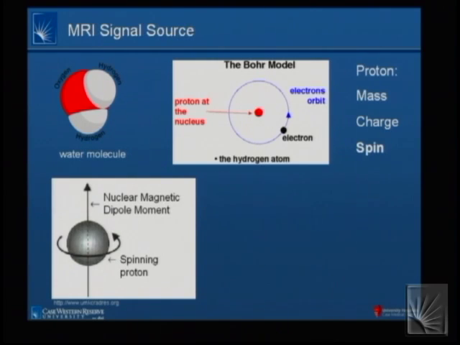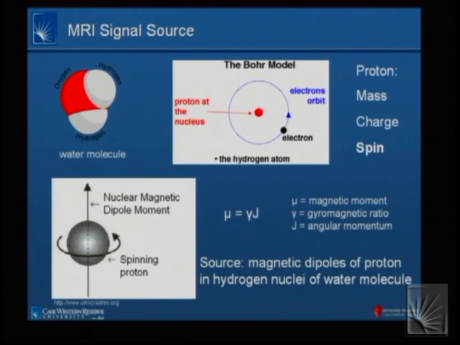So if I put that little magnetic moment inside of a magnetic field, what would you expect it to do? It's going to line up. You'd expect it to, at least, and that's actually what's going to happen. So we can basically create the relationship that the magnetic moment that we're interested in is related to a gyromagnetic ratio and the angular momentum that this thing has because it's spinning. There's just simply some relationships there. So it's the magnetic dipoles of protons in hydrogen nuclei of water molecules that we're going to use almost exclusively, 99% of the time, 99.9% of the time when we talk about MRI.